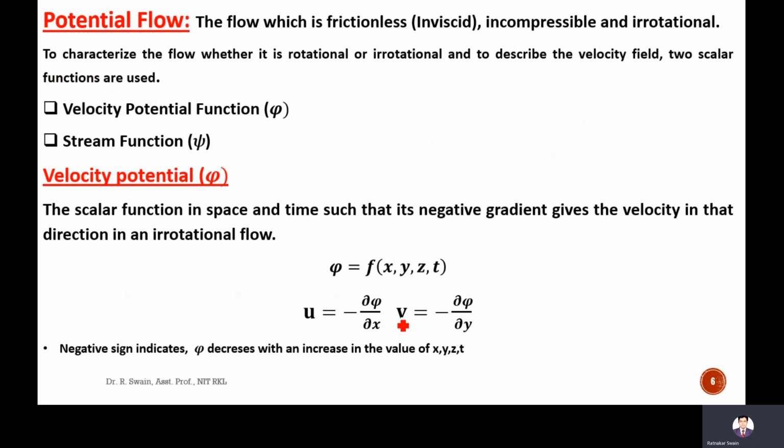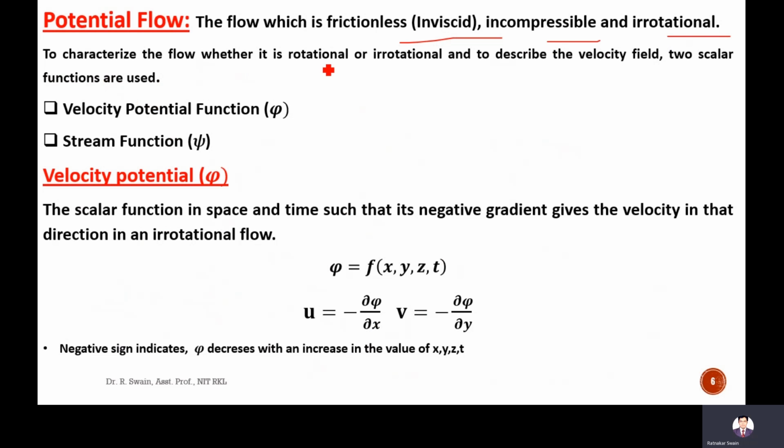The next topic I want to discuss is potential flow. This is flow which is frictionless, meaning there is no viscosity, incompressible, meaning density is constant, and irrotational, meaning no rotation. That is called potential flow.